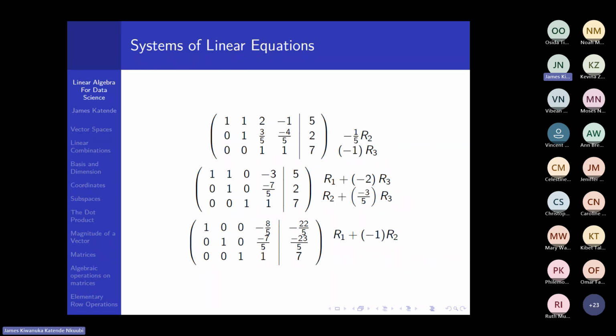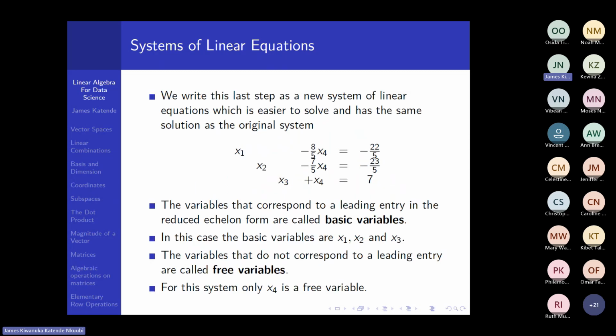x4 does not correspond to any leading entry. These are all the leading entries you have, because there are only 3 rows, so you can only have three leading entries. x4 does not correspond to a leading entry, so it doesn't qualify as a basic variable, but we can give it a different name: we'll call it a free variable. In some books they may call it a non-basic variable, but we shall call it a free variable. That is what we shall call any variable that does not correspond to a leading entry. So x4 is the only free variable.